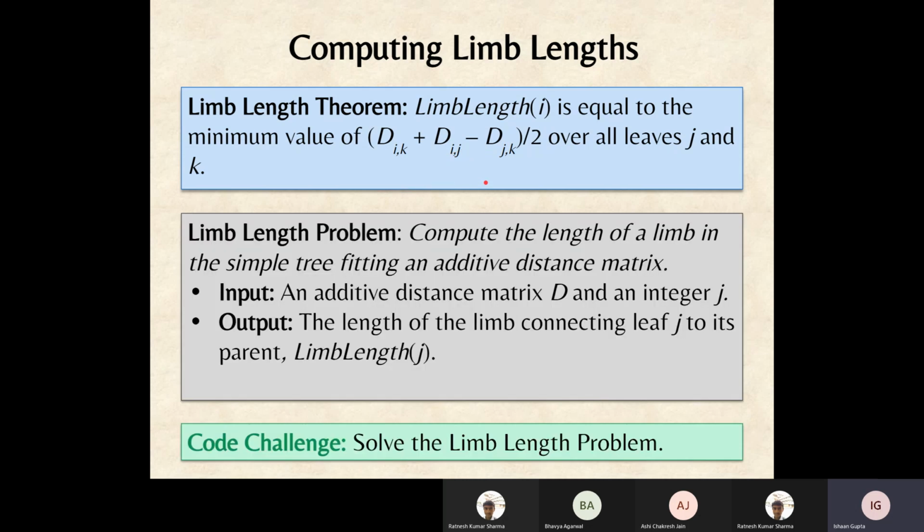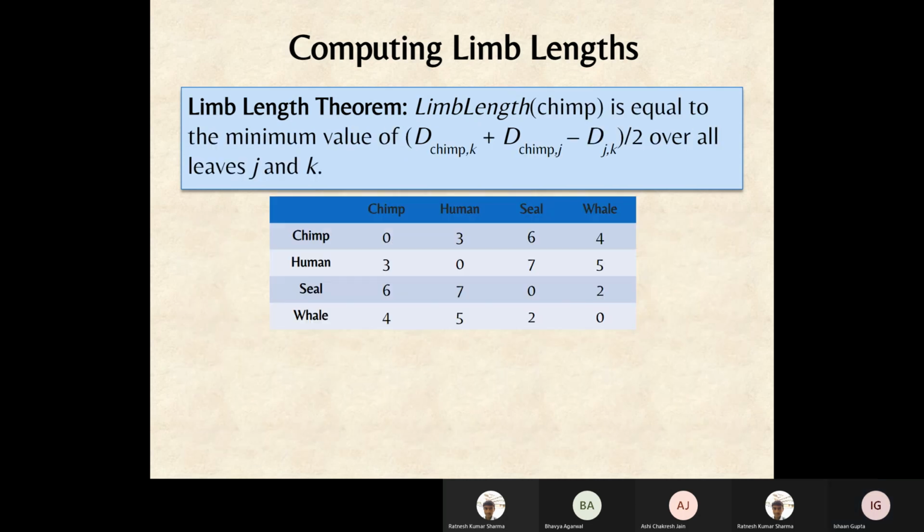And the limb length problem then becomes: we have to compute the length of a limb in a simple tree fitting an additive distance matrix. So the input is an additive distance matrix D and an integer J, and the output is the limb length connecting leaf J to its parent. Remember, the parent is an internal node. It is given by LimbLength(J). All right. So how does it work for the example that I shared before?